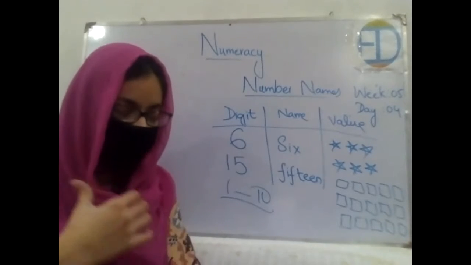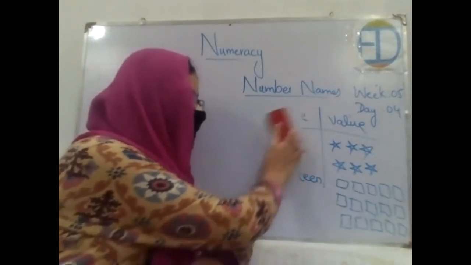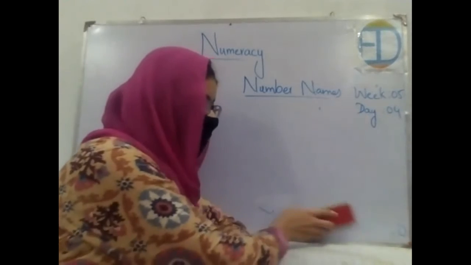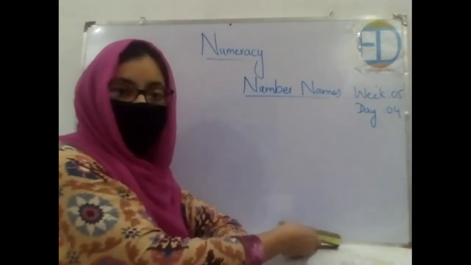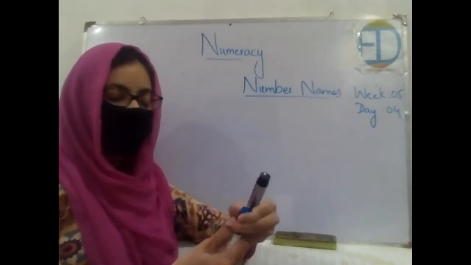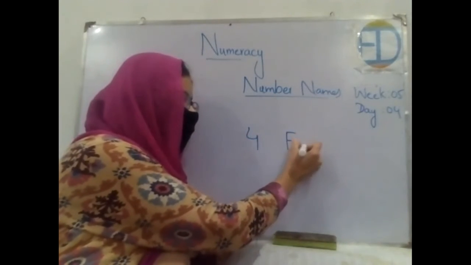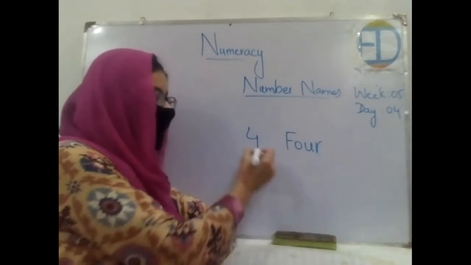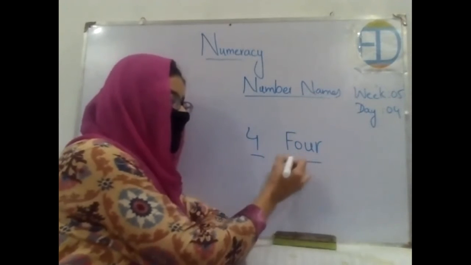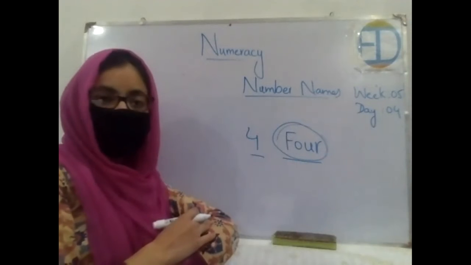So in the video, you have seen the same thing, or you have revised the same concept. What was that? That the numbers were written in two forms. In the first, the digit was written, and in front of that, the name of that digit was mentioned. Let's say 4, and then FOUR. 4. This is a digit. This is its name, and the spelling of it is FOUR 4.